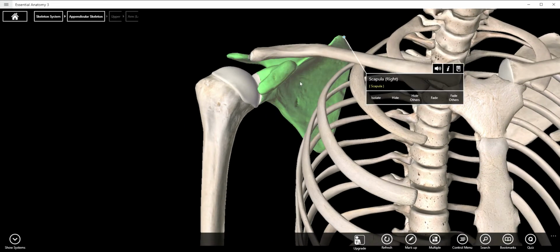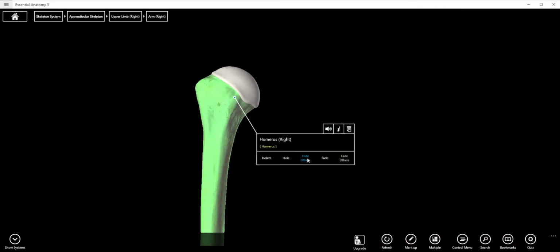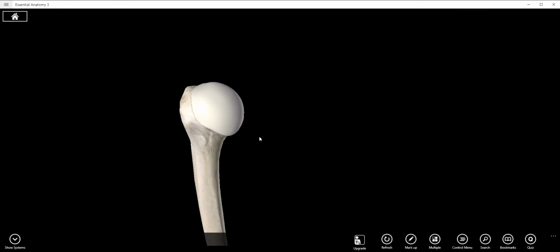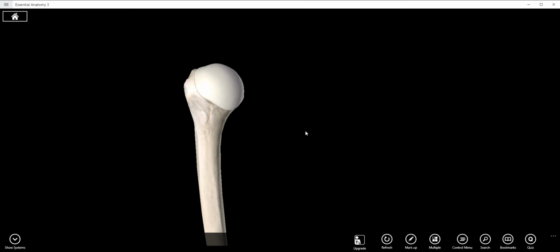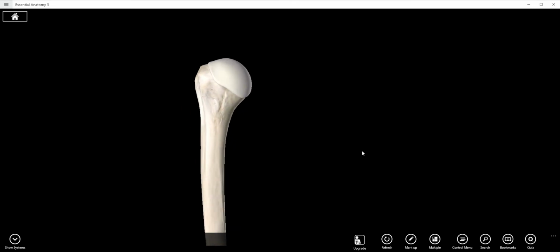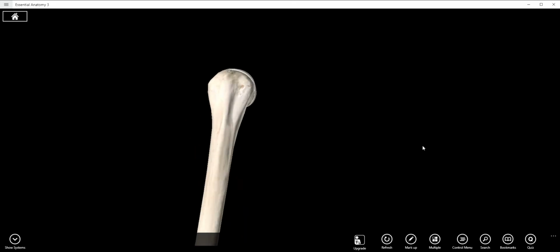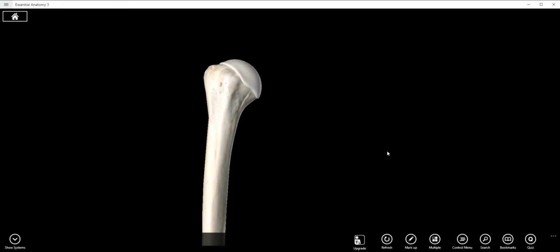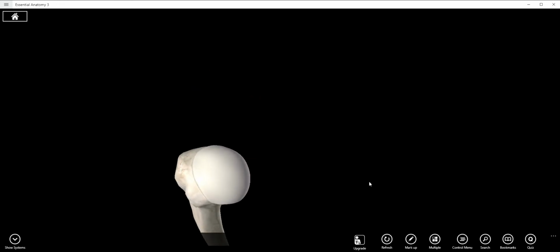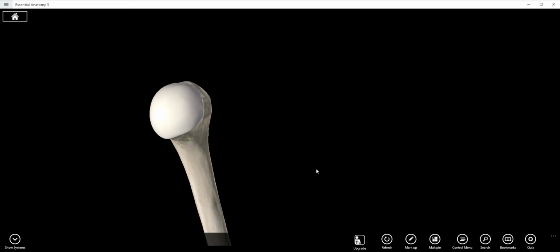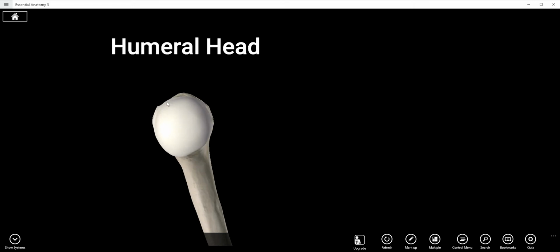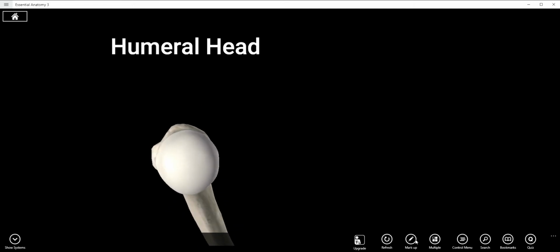The first structure is the head of the humerus. The head of the humerus is oriented in an upward medial posterior direction. So it points up, in, and back slightly. Let's go ahead and we'll put a mark around it. There it is, the humeral head, which connects to the glenoid fossa on the scapula.